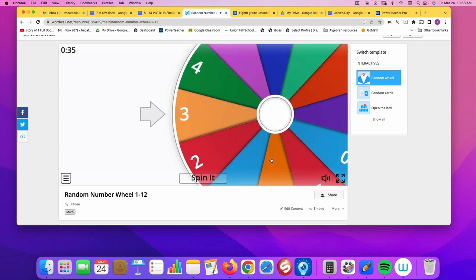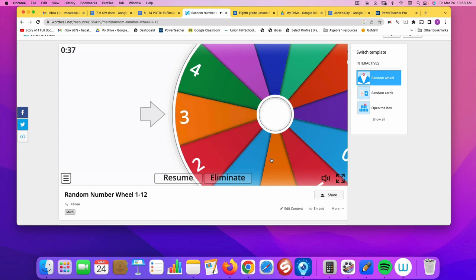Ooh, a point to 3. If you don't have a 3, raise your hand. That's okay. Put a check next to 3. We're going to repeat these sometimes. That's fine.